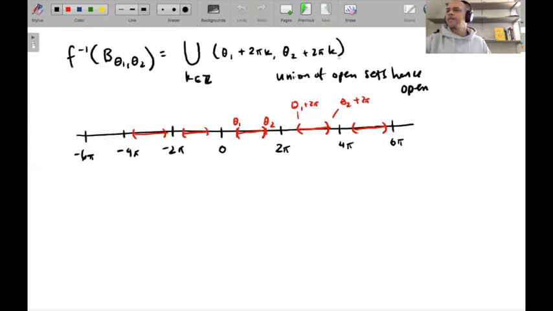Okay, so next time, that's all for today. Next time, we'll be talking more about bases, and then we're going to begin talking about compactness.